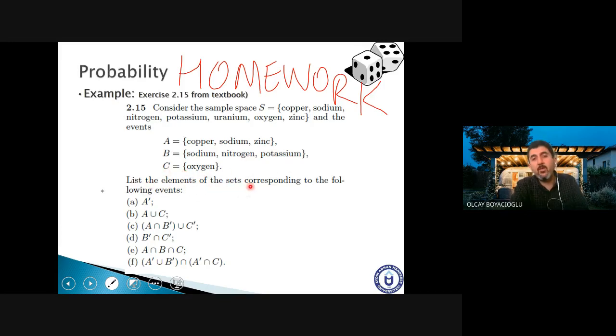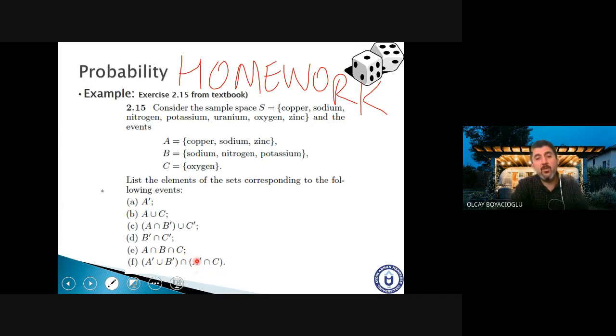Now, list the elements of the sets corresponding to the following events. What is A prime? List it. What is A union C? List it. What is A intersect B prime union C prime? List all of them. What is B prime intersect C prime? Based on B being here, C here, and this being the sample space, find the B prime, find the C prime, and see if there's an intersection between them. List all of them. And A intersect B intersect C. List all of them. And look at the last one: A prime union B prime intersect A prime intersect C.